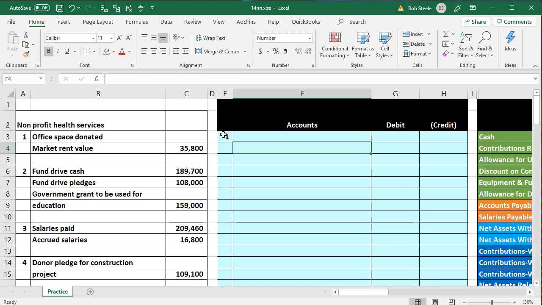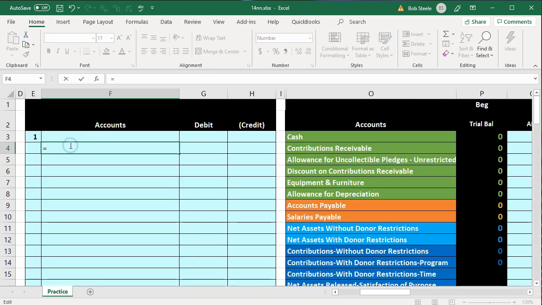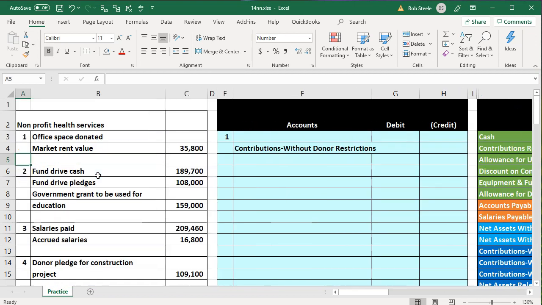So I'm going to start with the credit in this case. I'm in F4. We're going to say equals, and then we're going to scroll over to our contributions. That's going to be kind of our income statement account without restrictions. So that's going to be our credit contribution without restrictions. I'm going to put that in the credit column in H4. I'm going to say negative of that number. I'm going to represent the credits with brackets with negative numbers. That'll make it a lot easier to post these items.